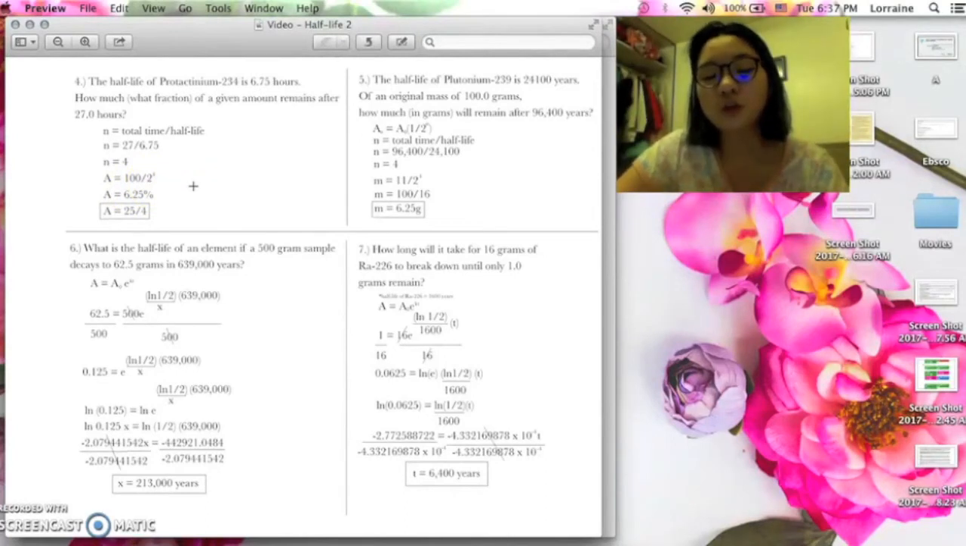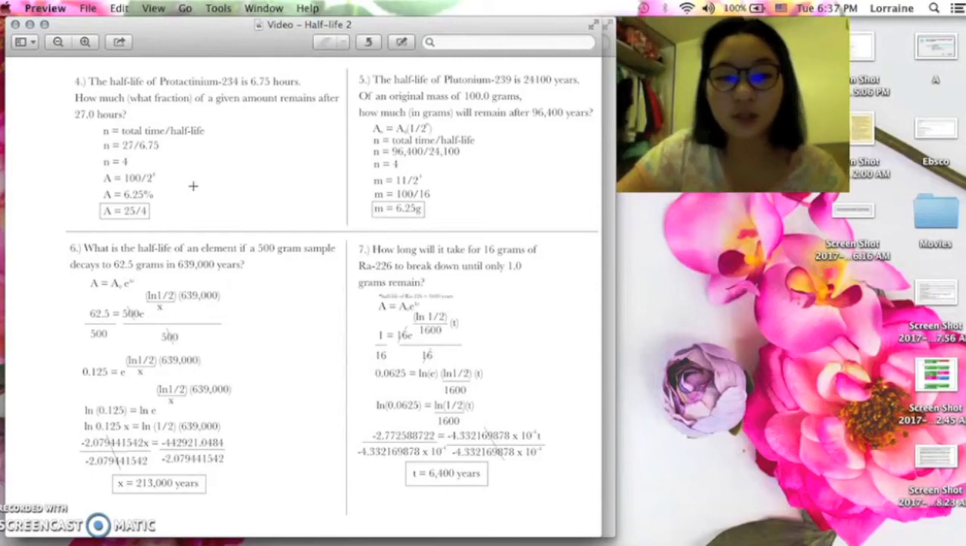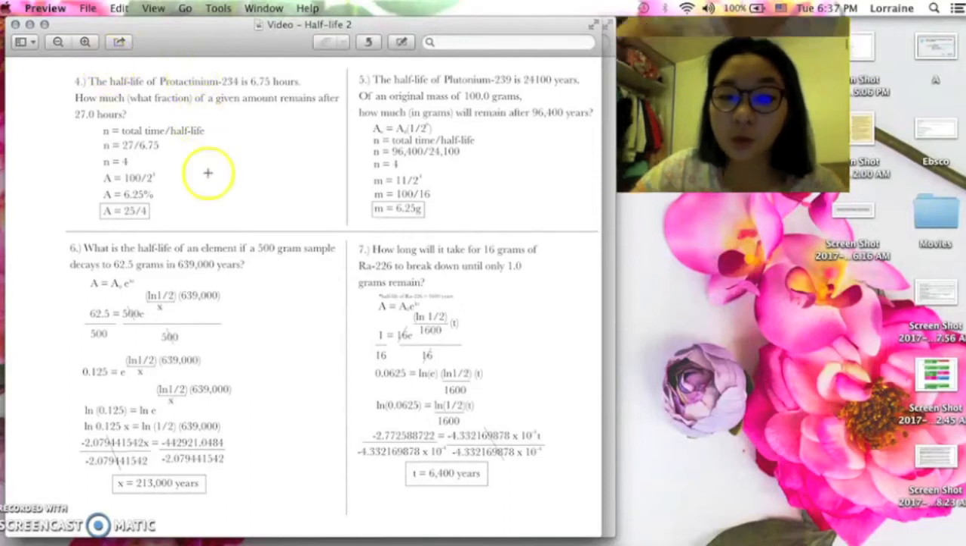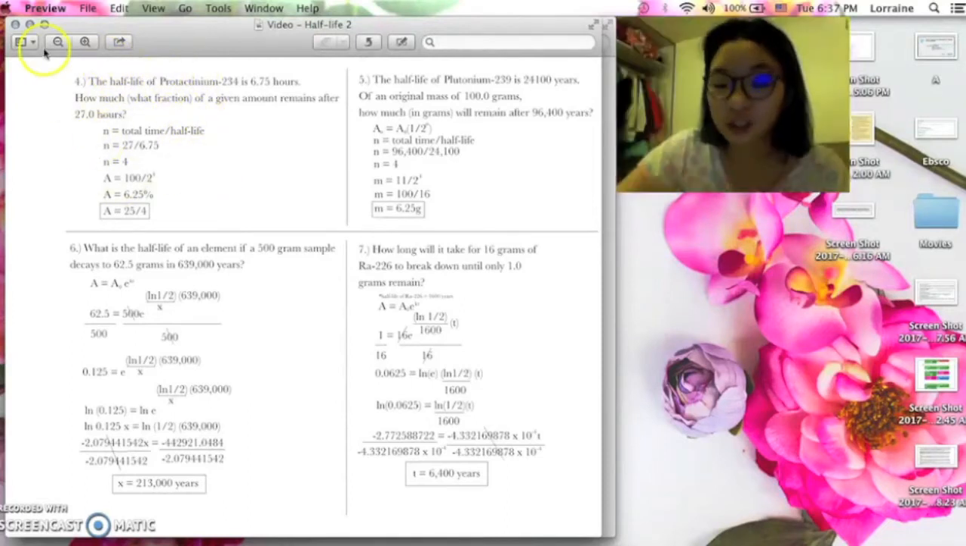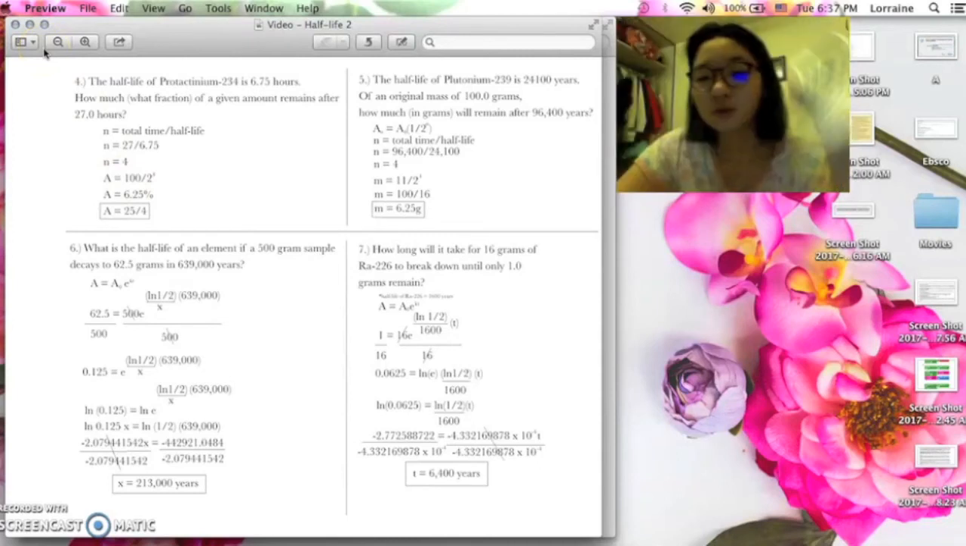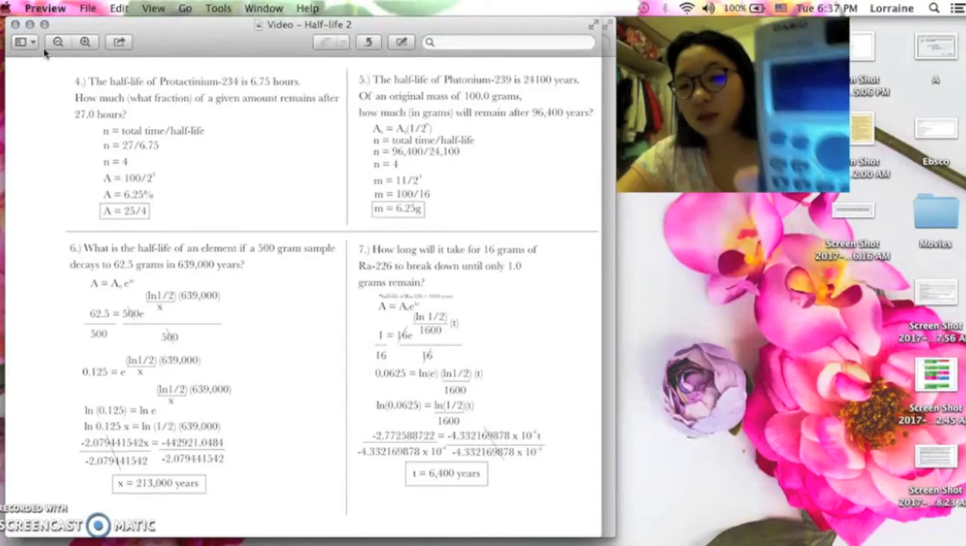2 to the exponent of 4 is equal to 16. So, in other words, that's 100 over 16, which is equal to 6.25%. But since this problem asks for what fraction, we convert that into decimal, and then after we convert that into decimal, we can now solve for the fraction, and we get this.